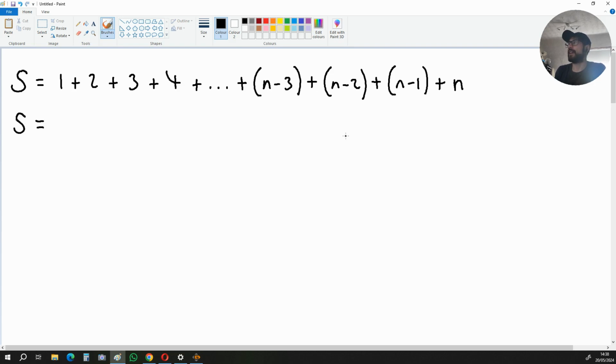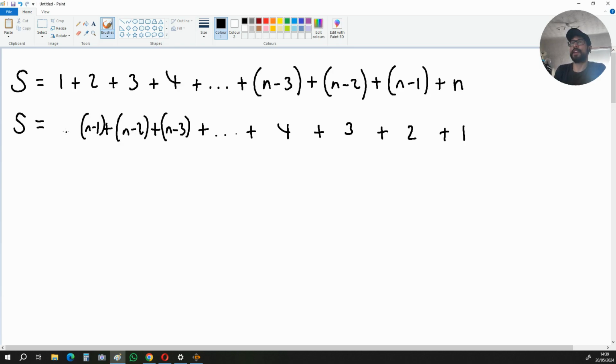Instead of 1 being over here, we're going to have 1 over here. And then we're going to have 2 over here, 3 over here, 4 over here, plus ... We put n minus 3 over here, plus n minus 2 over here, plus n minus 1 over here, and then we've got plus n right over here. So it's just the sum that's at the top, but it has been placed in reverse.